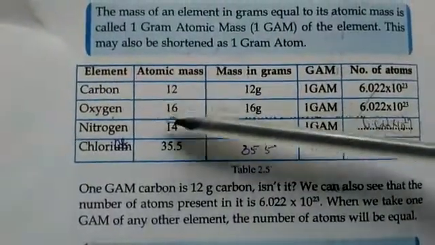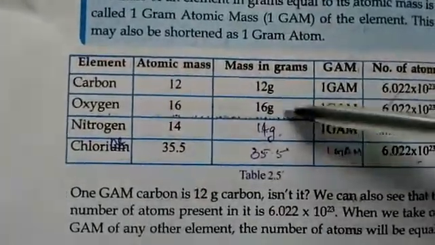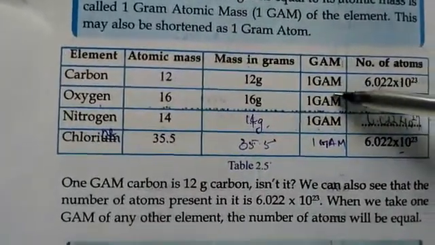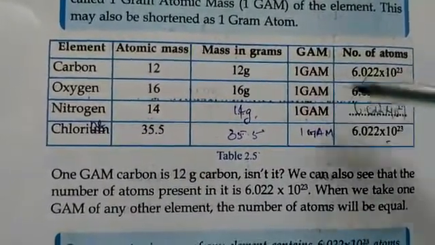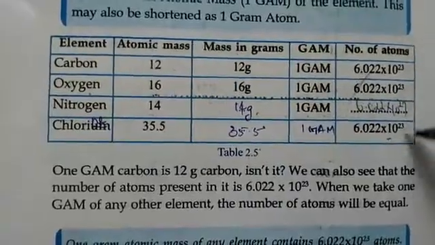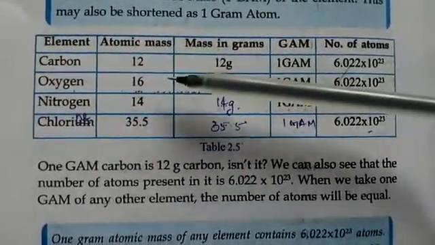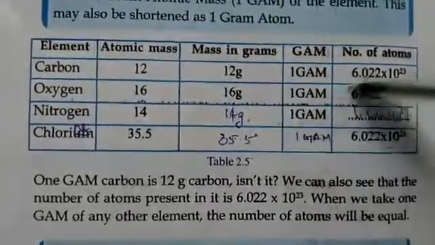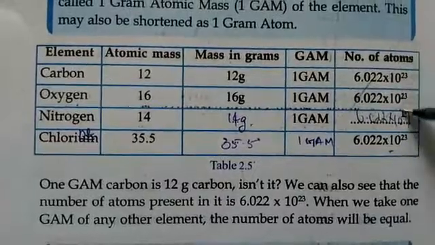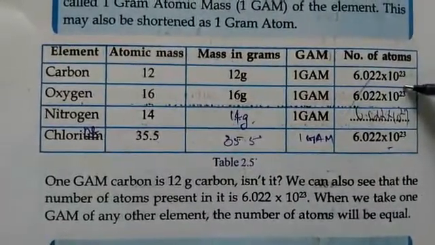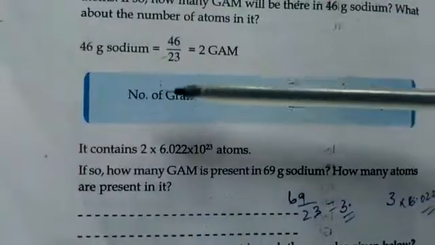Then see this one, carbon atom, its atomic mass is given, mass in grams, and it contains 1 GAM. GAM means gram atomic mass. Atomic mass expressed in grams, which contains Na number of atoms. So you have to learn this one. Each gas or each element has this type of number of atoms. All the elements are having, all the gases are having this type of number of atoms. That means Na number of atoms.